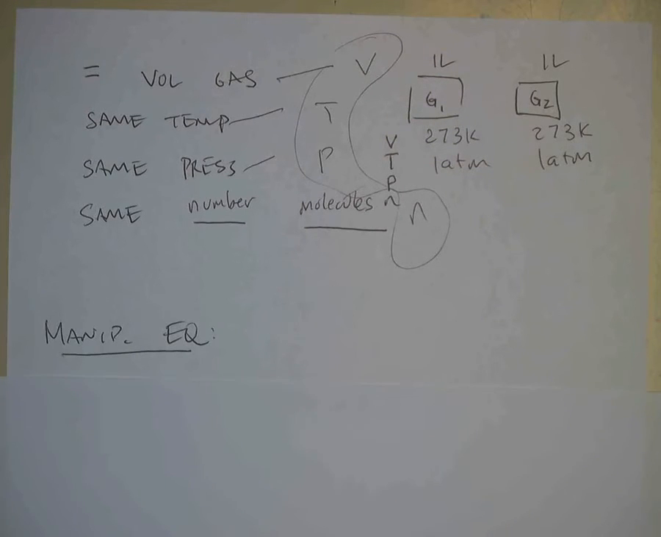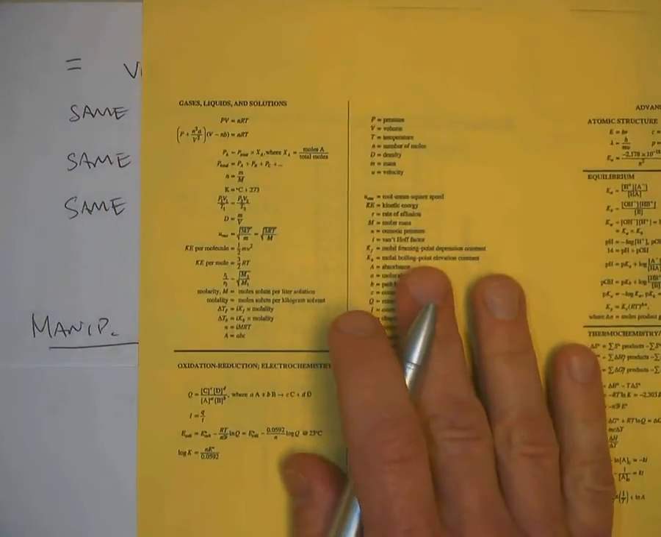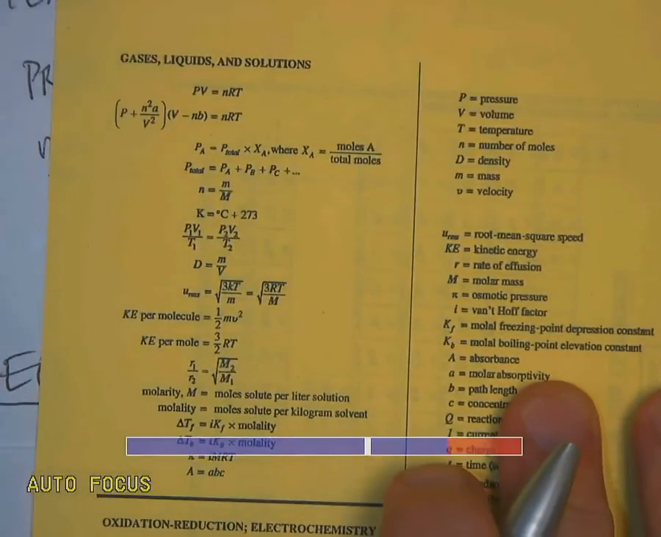All right, we're going to talk about equations as I promised, and we're going to talk about the manipulation of some of the equations. First of all, let's zoom in on the equations that you'll get on the AP exam, and let's just go through them really quick because these describe ideal gases.